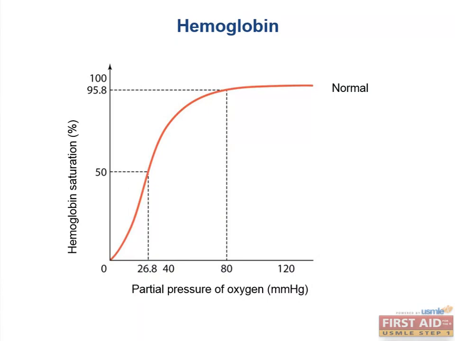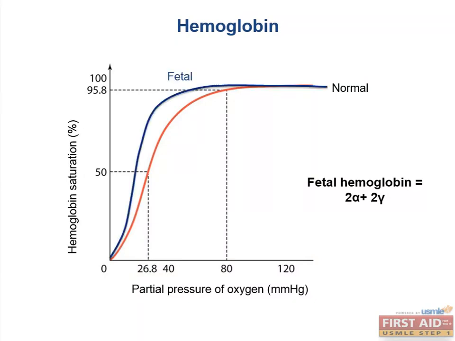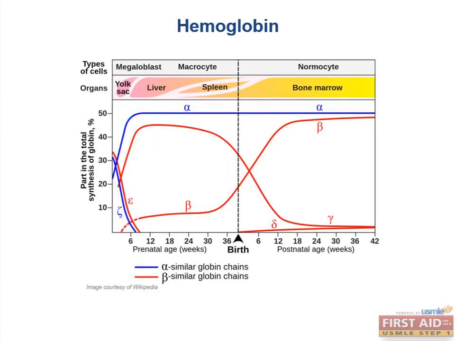Fetal hemoglobin is comprised of what? 2 alpha and 2 gamma subunits, rather than 2 beta subunits, and has a higher affinity for oxygen than adult hemoglobin. Here you can see the difference in oxygen saturation curves, with the fetal hemoglobin curve being left shifted. This makes sense, right? Because the fetal blood has to acquire oxygen from maternal blood, so it has to bind with greater affinity. One last point is that fetal hemoglobin pretty much dominates from week 10 until birth, when it rapidly tapers off over the first 6 months of life.